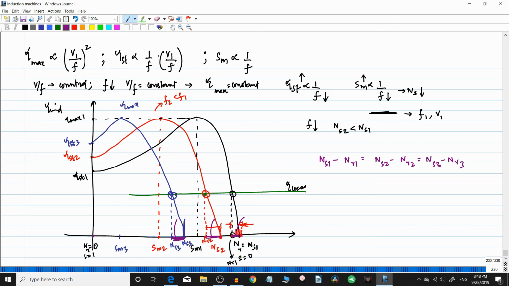See, initially you have NR here, then as the frequency decreases the speed comes to here, and then further it decreases and comes to this point. So when frequency decreases, speed also decreases. That is the important point. In this video we have seen what happens when frequency decreases. In the next video we'll see what happens when the frequency increases. That is another interesting topic.